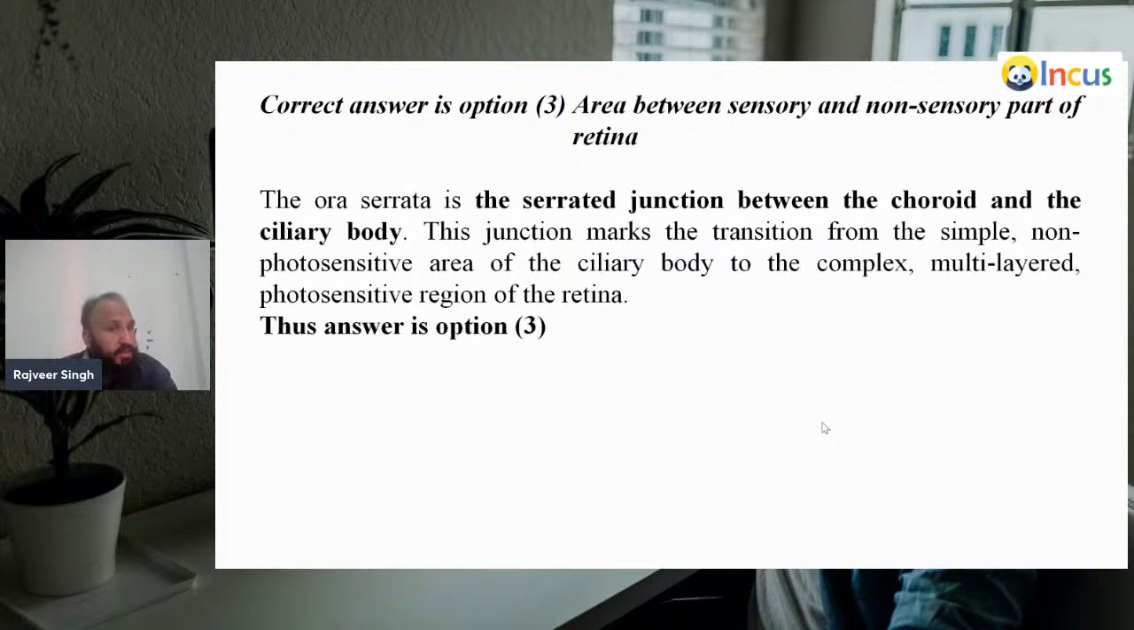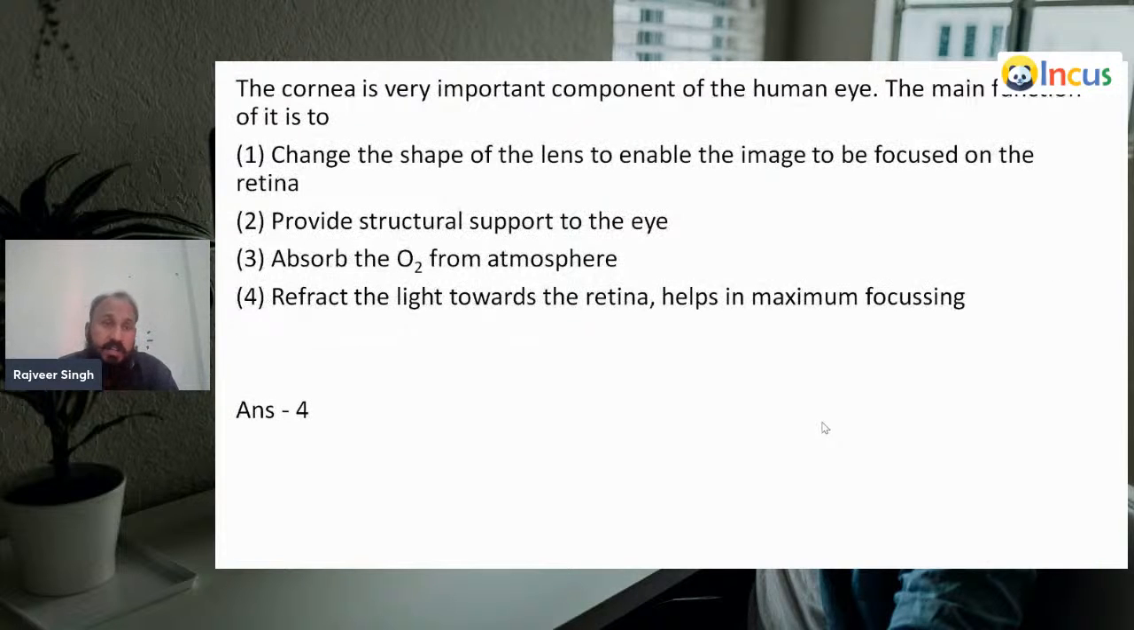If I talk more about ora serrata, the ora serrata is the serrated junction between the choroid and the ciliary body, and this junction marks the transition from the simple and non-photosensitive area of the ciliary body to the complex multi-layered photosensitive region of the retina. Answer will be third. Next question.